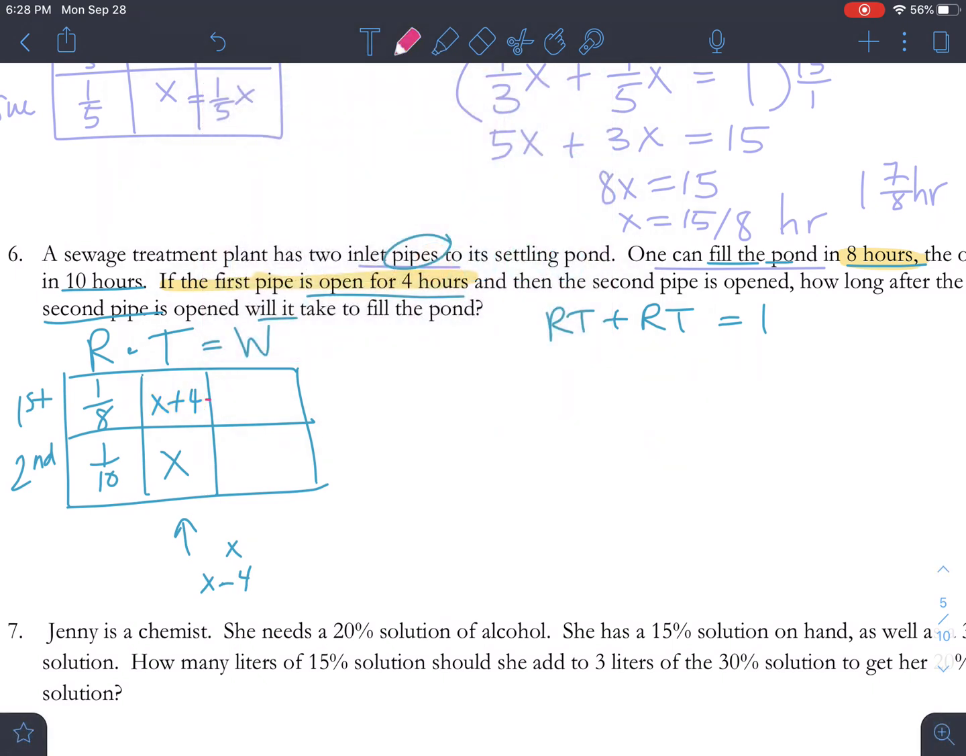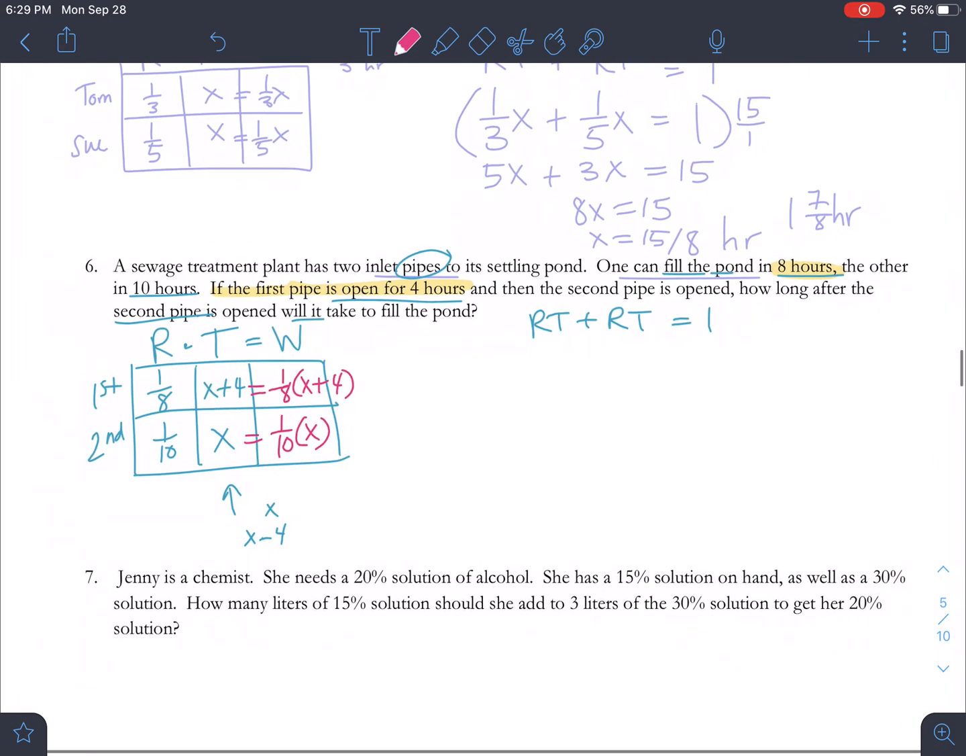Okay, now this one is 1/8 times X plus 4 as its work. This one is 1/10 times X. And again, we're adding those. It says how long to fill 1 pond. How long does it take after the second pipe is opened, which in this case is X. That's the time of the second pipe. So we're just going to be solving for X here. And we're going to be adding the work together because they're both filling the pond.